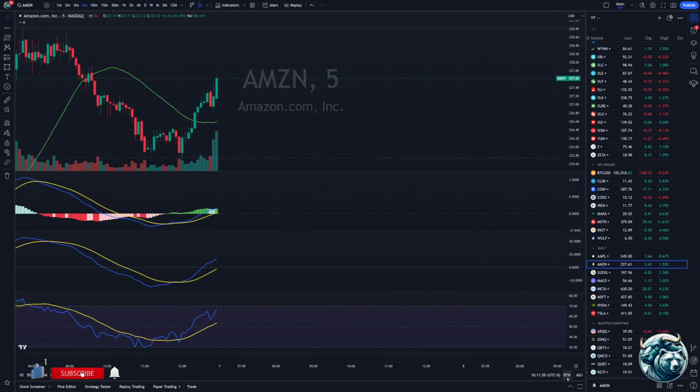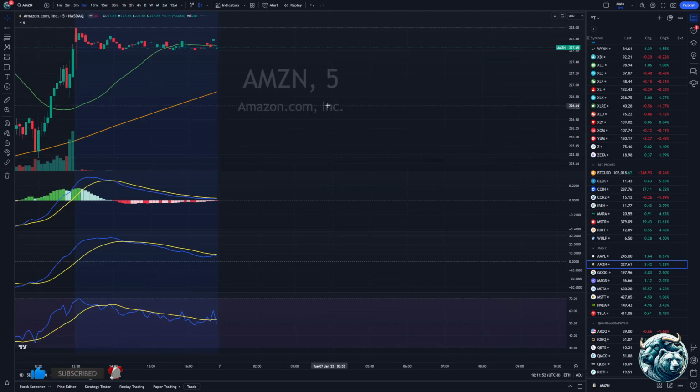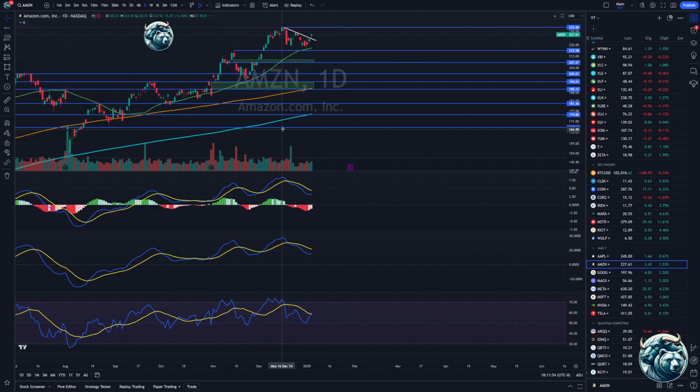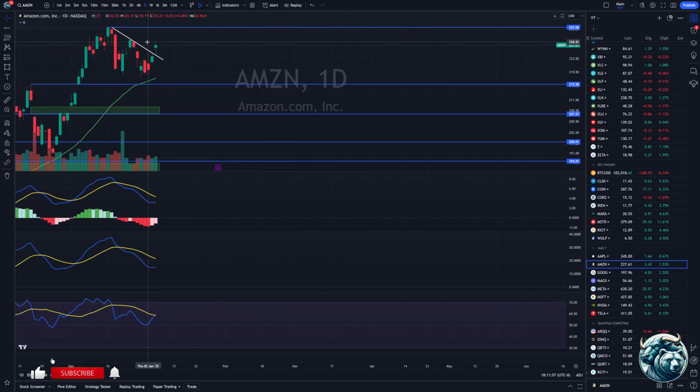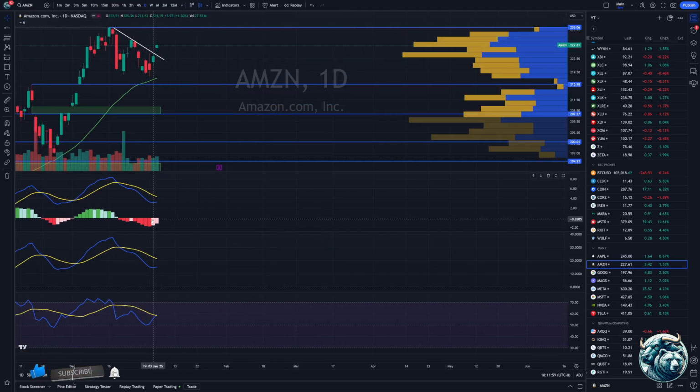Let me do something here. I want to see after hours. Now on the daily, this is looking pretty good. MACD and TSI are looking much better than how they looked last week. RSI is looking pretty good. It's pointing up already and about to cross the signal line.